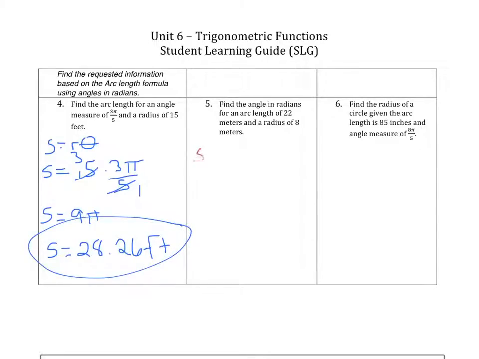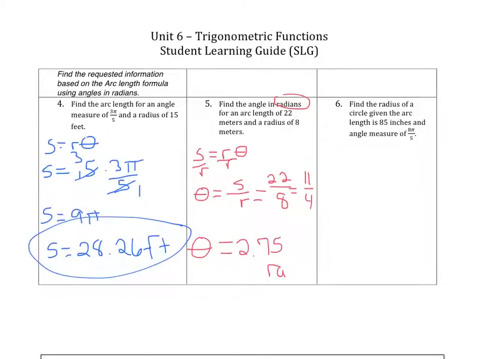So number 5, we have S equals R theta, and we want to find theta, so divide by R. So theta equals S over R. And in this case, we want the angle in radians, so we don't have to convert at the end. So S is our arc length, which is 22. Radius is our 8, and 22 over 8, we divide by 2 and we get 11, divide by 2 we get 4, and our theta is 2.75 radians. Go ahead and try number 6 for homework.